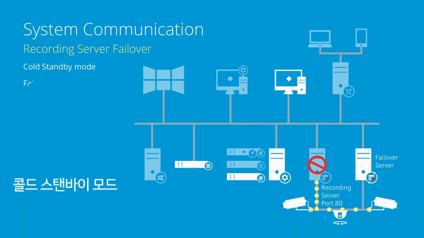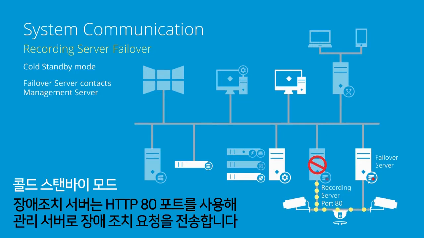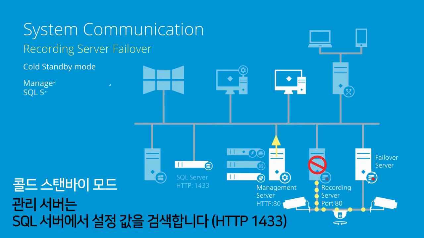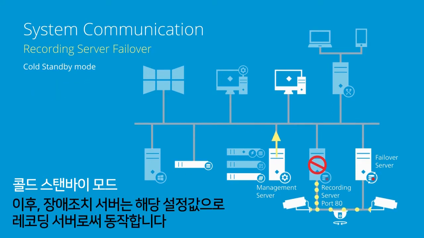In cold standby mode, the failover server sends a failover message to the management server on port 80 using HTTP. The management server retrieves the configuration from the SQL server on port 1433 using HTTP. The failover server then applies the configuration and takes over as the recording server.